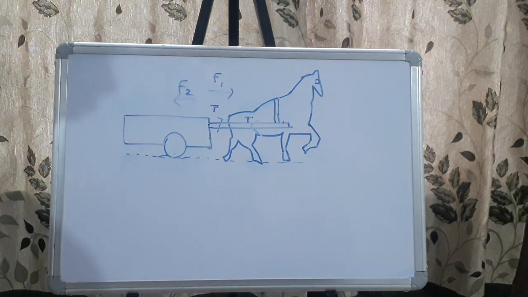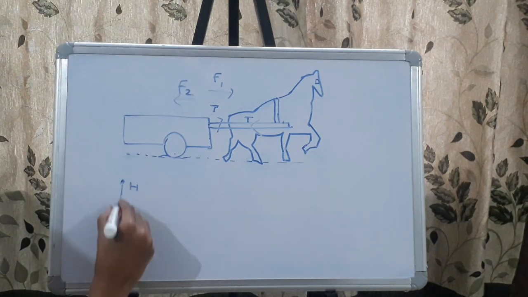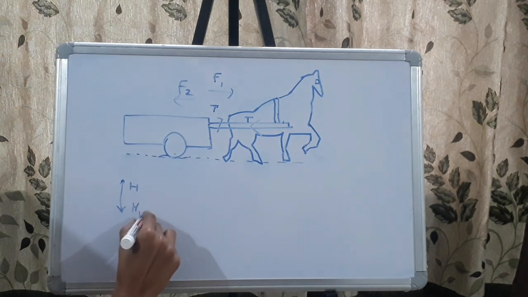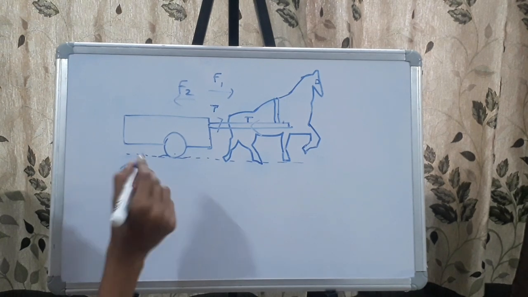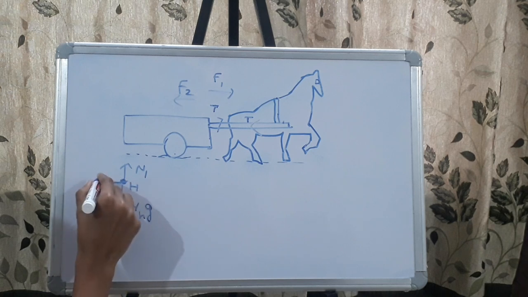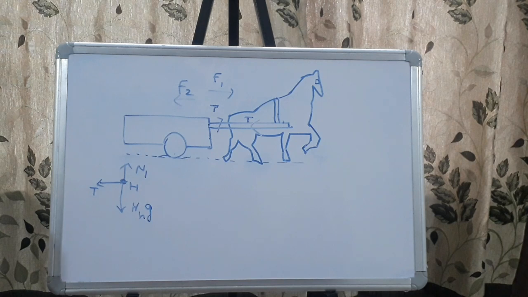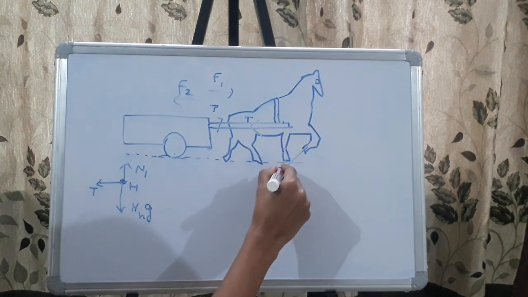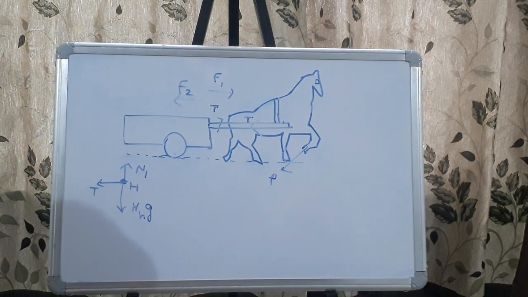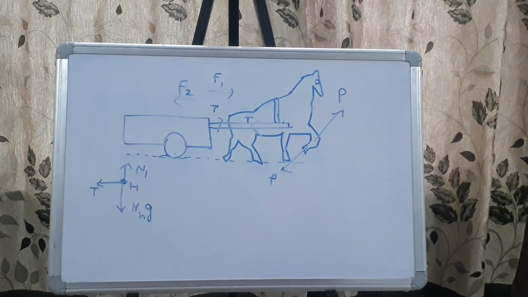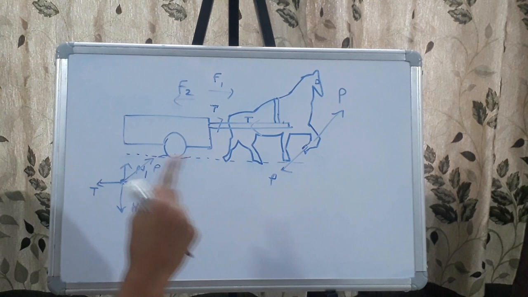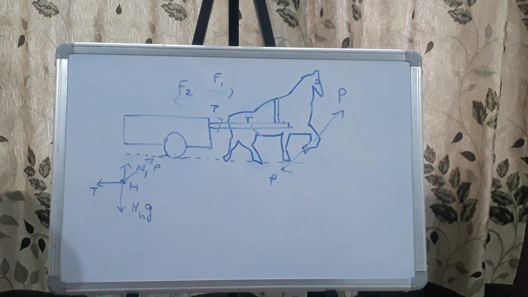Now let's talk about the forces that are acting on the horse. Let me make an FBD of the horse. Its weight is acting in the vertically downward direction, that is mhg, mass of the horse times acceleration due to gravity. And there is the normal reaction, N1, and there is tension T. And what else? The horse is exerting a force on the ground, let's say P. Now again, due to Newton's third law, the ground is also exerting a force on the horse that is opposite in direction. So a force P is being exerted by the ground on the horse in this direction, and this is the force that is essentially making the horse move.